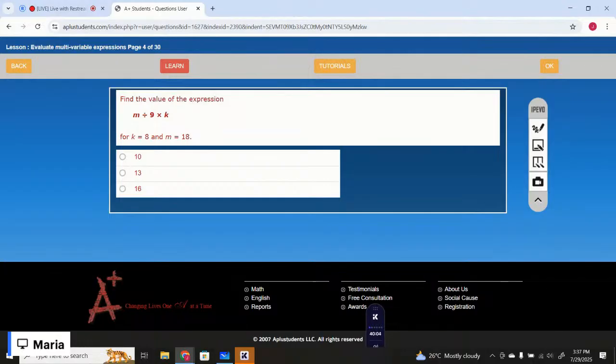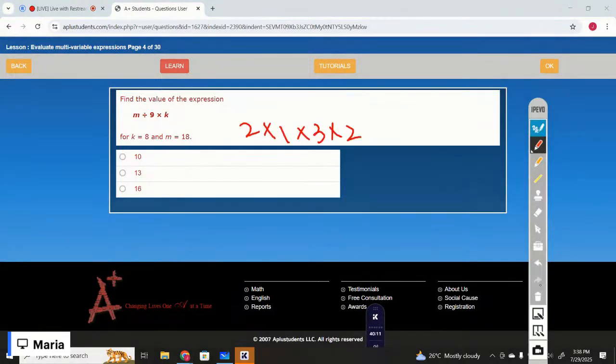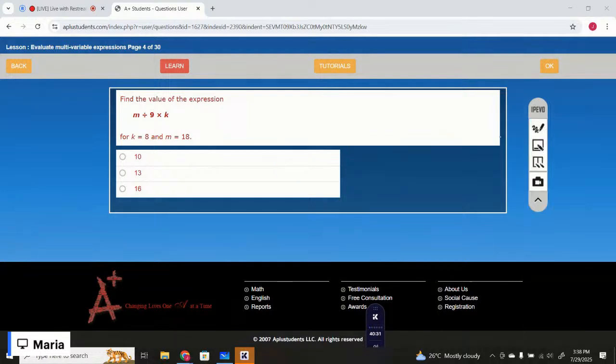m divided by 9 times k. So replace all the variables with the values. m is 18, divided by 9 times 8. So we have to divide first. 18 divided by 9 is 2, and 2 times 8 is 16. So option number 3 is the correct option. 16 it is.